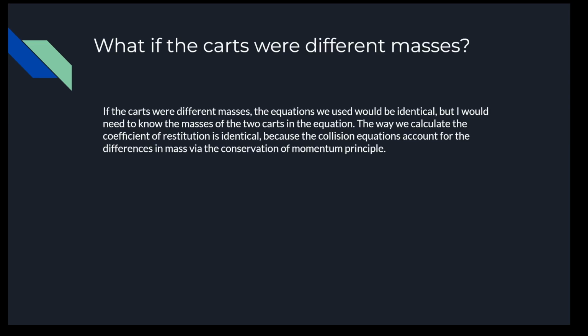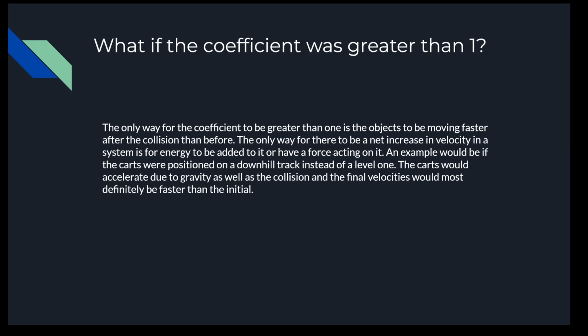If the carts were different masses, the equations we used would be the same, but I would need to know the masses of the two carts in the equation. The way we calculate the coefficient of restitution is still identical because the collision equations account for the differences in mass via the conservation of momentum principle.